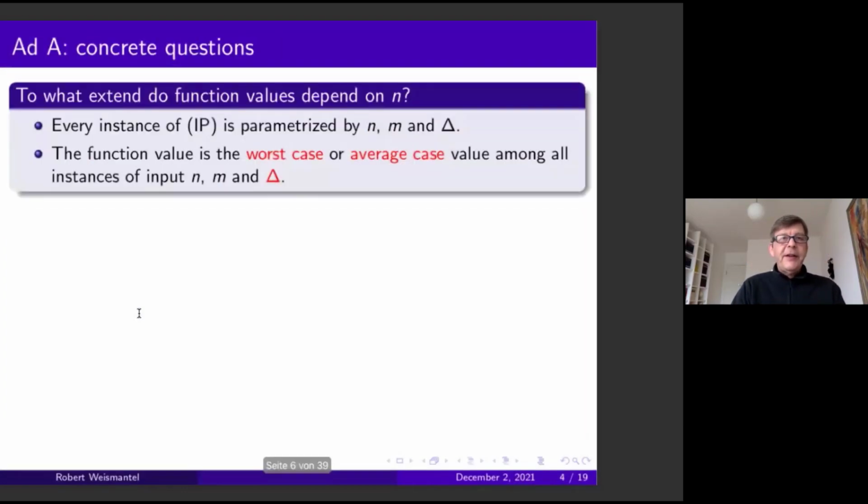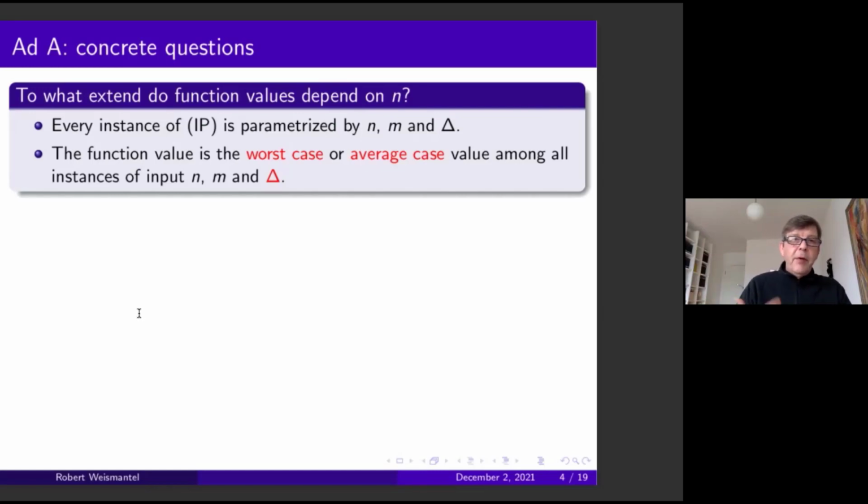Okay, good. So now the way I would like to continue the talk is I start with this topic A, and then we go to topic B, and at the end I will comment a little bit more about the intersection of the two. So concretely, when we look at questions of type A, we again have this fixed parameter delta, which is our bound on the absolute value of all the subdeterminants. And then every instance of IP is parameterized by n, m, and delta. So n is the dimension, m is the number of constraints, and delta is this parameter.